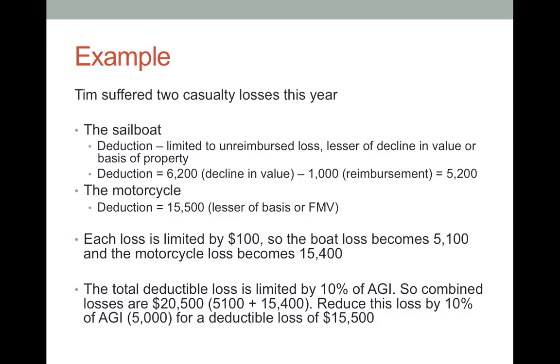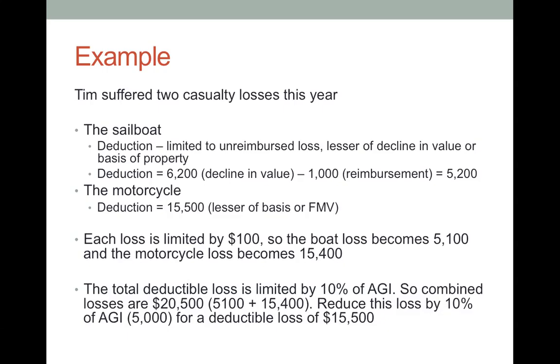So again, two limitations. The first limitation is that we have to reduce both losses by $100. With the boat, after we account for the reimbursement, the amount of the loss is $5,200. We reduce that by $100, and that loss now becomes $5,100. The deduction for the motorcycle is potentially $15,500, but again, we have to reduce each separate instance of casualty or theft by $100, so the motorcycle loss becomes $15,400. Once we determine the amount of the potential loss deduction, we have to reduce it by $100. So the boat is now $5,100 and the motorcycle is now $15,400.